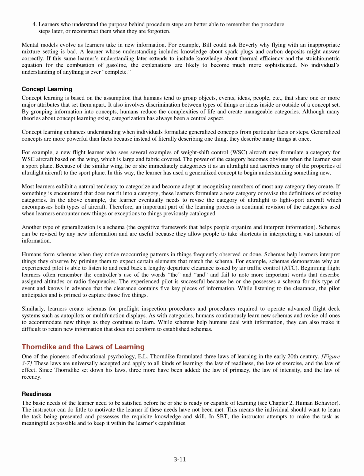Concept learning is based on the assumption that humans tend to group objects, events, ideas, people, etc., that share one or more major attributes that set them apart. It also involves discrimination between types of things or ideas inside or outside of a concept set. By grouping information into concepts, humans reduce the complexities of life and create manageable categories. Although many theories about concept learning exist, categorization has always been a central aspect.